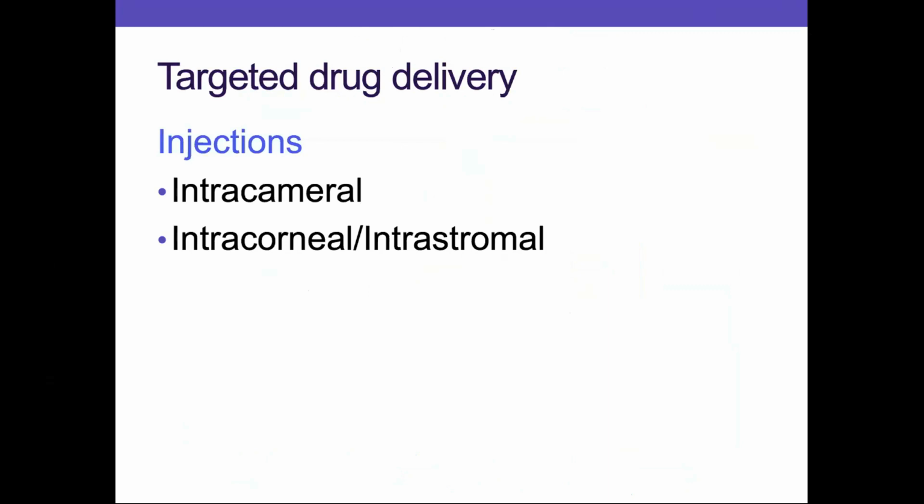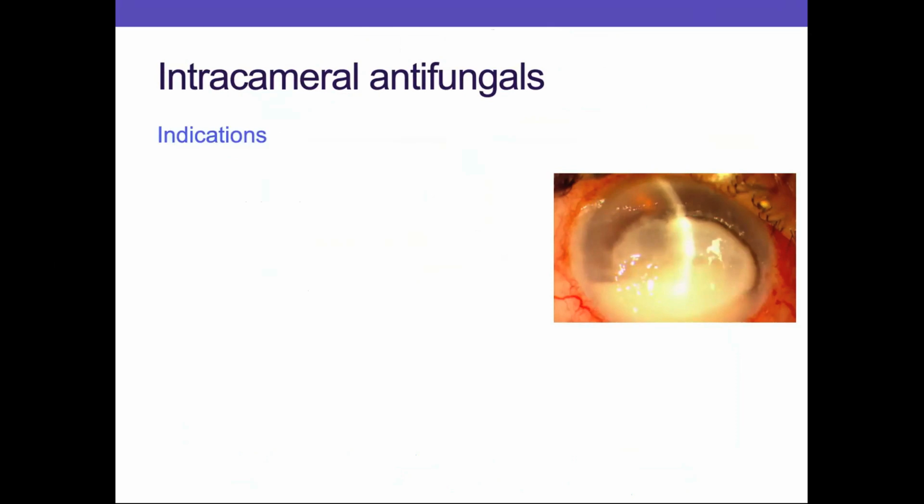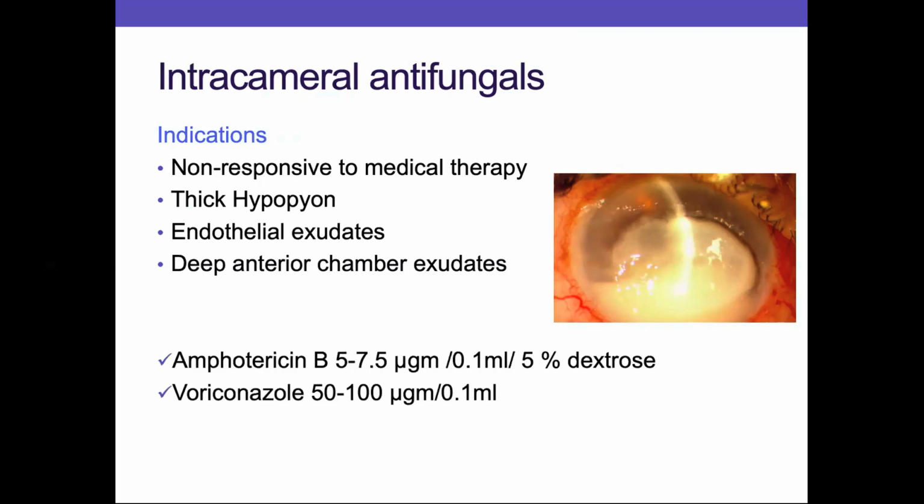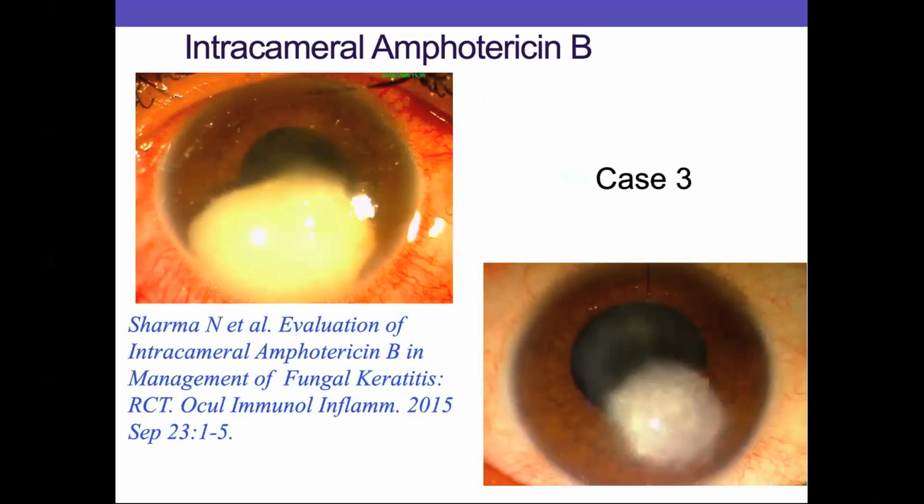Now, because these topical medications cannot penetrate, there are other routes by which you can give these drugs. One is intracameral antifungals, for cases not responsive to medical therapy, with thick hypopyon, endothelial exudates, and deep anterior chamber exudates. So you can give either amphotericin B, 5 to 7.5 microgram per 0.1 ml, or voriconazole, 50 to 100 microgram per 0.1 ml. And this is a large hypopyon which resolved on intracameral amphotericin B.